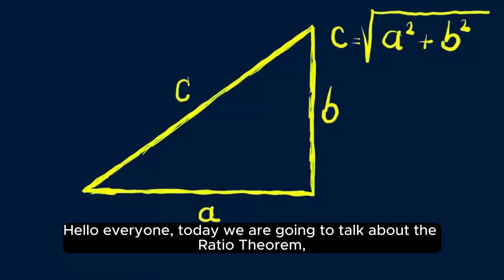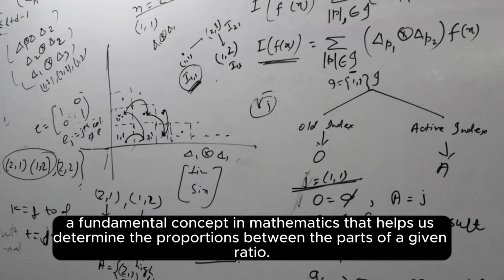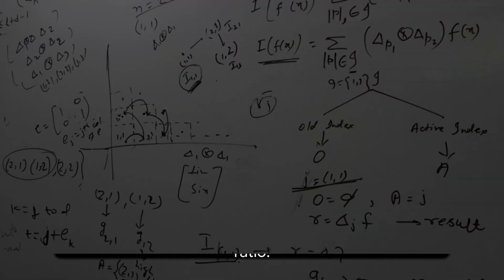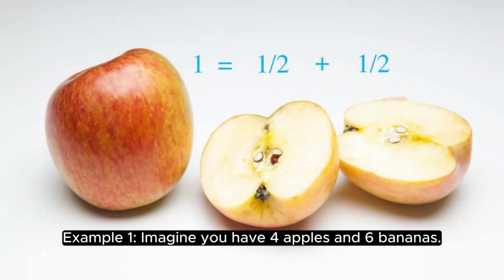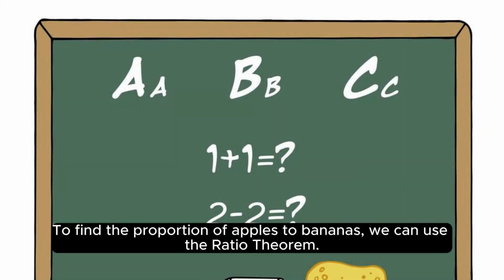Everyone. Today we are going to talk about the ratio theorem, a fundamental concept in mathematics that helps us determine the proportions between the parts of a given ratio. Let's start with an example to better understand its application. Example 1. Imagine you have 4 apples and 6 bananas. To find the proportion of apples to bananas, we can use the ratio theorem.